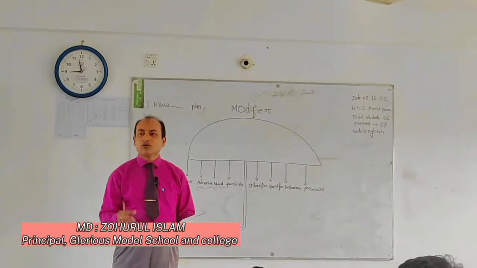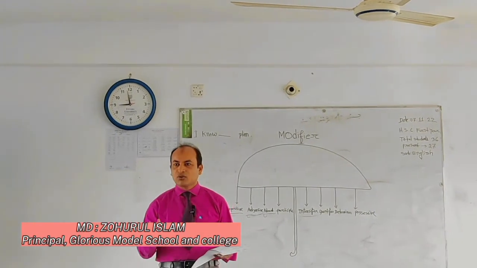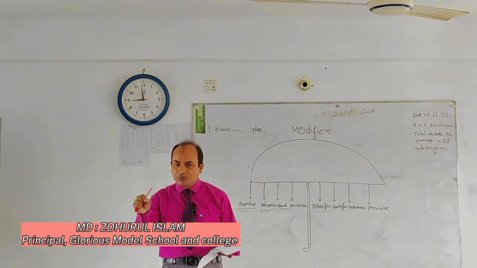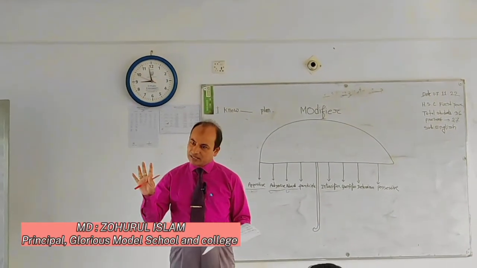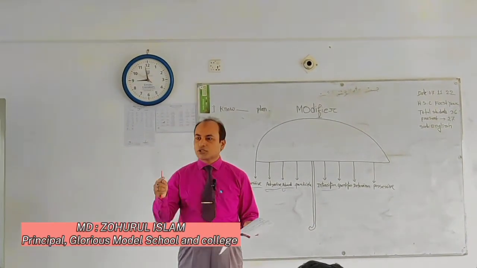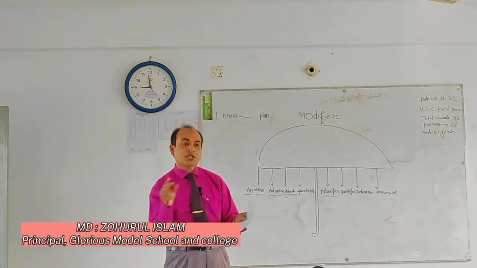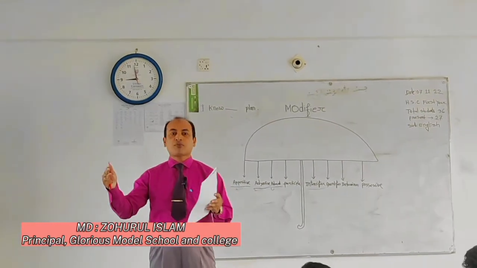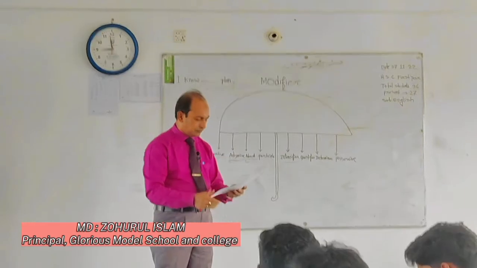So here you just add something. Our principal. So this phrase "our principal" will give information about Mr. Johurul Islam. So this is an appositive. You can understand. Suppose Belal Hussain, a student of our class. "A student of our class" is information about Belal Hussain. So "a student of our class", this is an appositive. You can understand? You can understand?